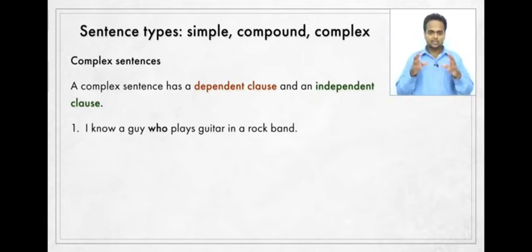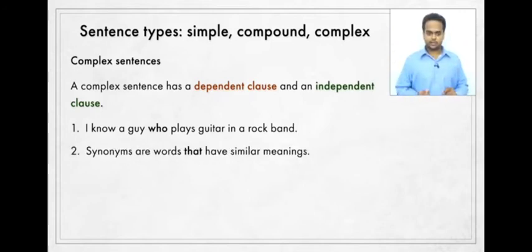So who plays guitar in a rock band is a relative clause that gives us information about the guy. It tells you who that guy is. But that clause is not a complete sentence, and so it's a dependent clause, and the entire sentence is a complex sentence. Here's another example.